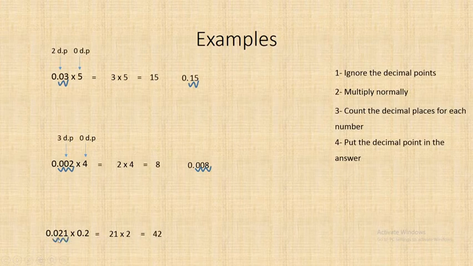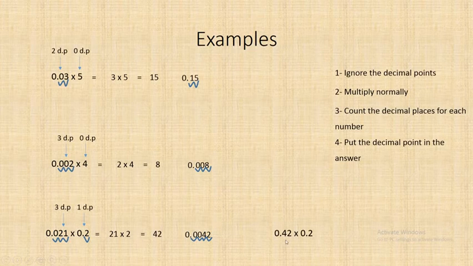So here it's 1, 2, 3. So 3 decimal places in the first number. After that, I will count here. It's only 1 decimal place here. And the other number, I will count them together. So 3 plus 1 equals 4 decimal places. So I will move 4 decimal places in the answer. So here I will write down 42 and move 4 steps to the left. So 1, 2, 3, 4, and put the point and 0. So the answer is going to be 0.0042.